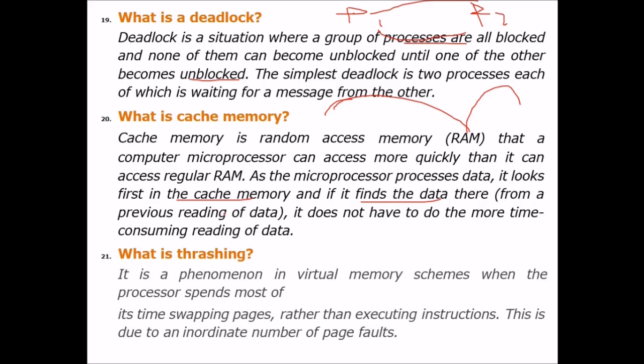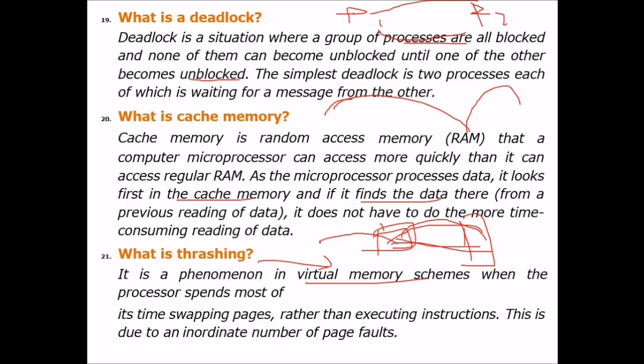What is thrashing? Thrashing is a phenomenon in virtual memory. You will find it in the virtual memory scheme. It happens when the processor spends most of its time swapping pages. There are two memories, say you have a RAM and you have a hard drive. Now pages are being taken and received, they are being replaced. All these things are going on rather than actually providing it to the processor. So this time wasting or overhead is actually thrashing, and thrashing has to be as low as possible. This is due to an inordinate number of page faults.